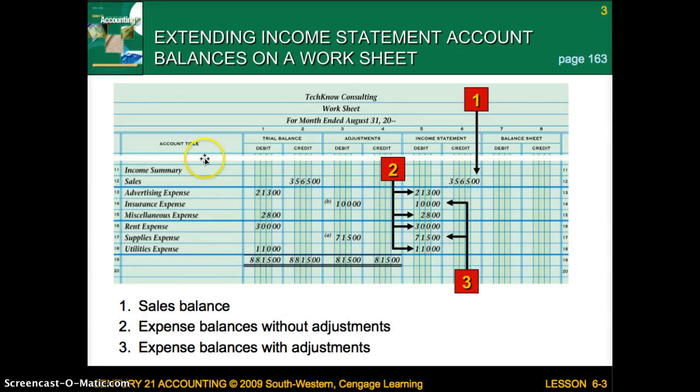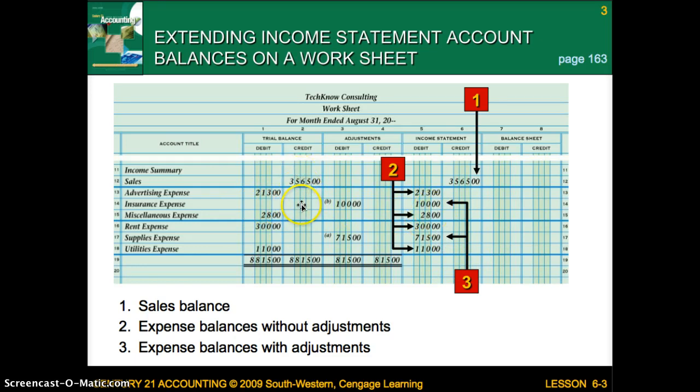We're going to start with sales. Remember that income summary is how you know when to go to the income statement. So sales is the first thing that you always do. Sales starts on a credit side in the trial balance, so you'll move that over. Then you're going to do your expense balances without adjustments, which would be your advertising, miscellaneous, rent, and utilities. Move those over, and then you'll go back and extend your balances that have your adjustments, which would be your insurance and your prepaid insurance and your supplies. So you'd move those over.